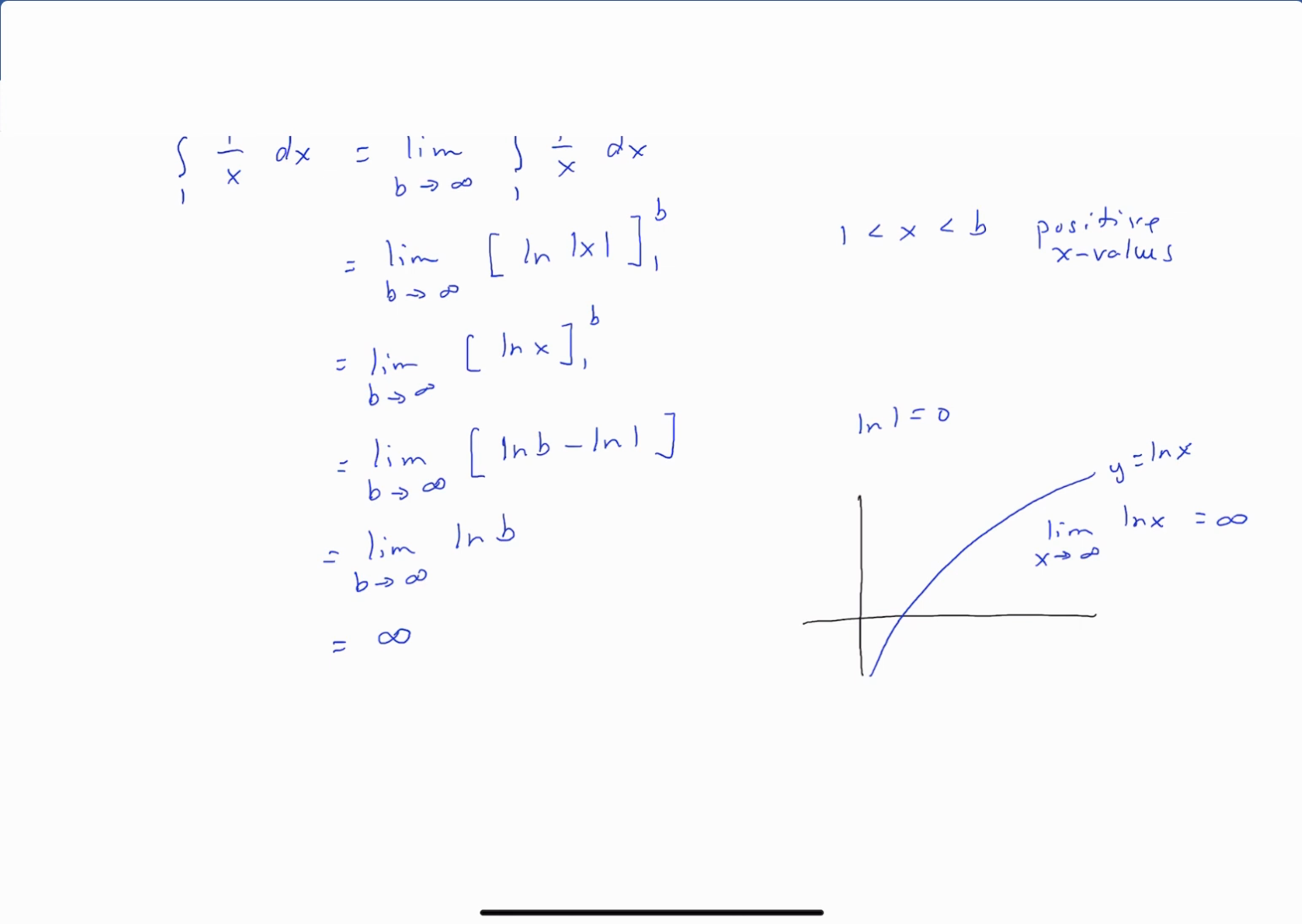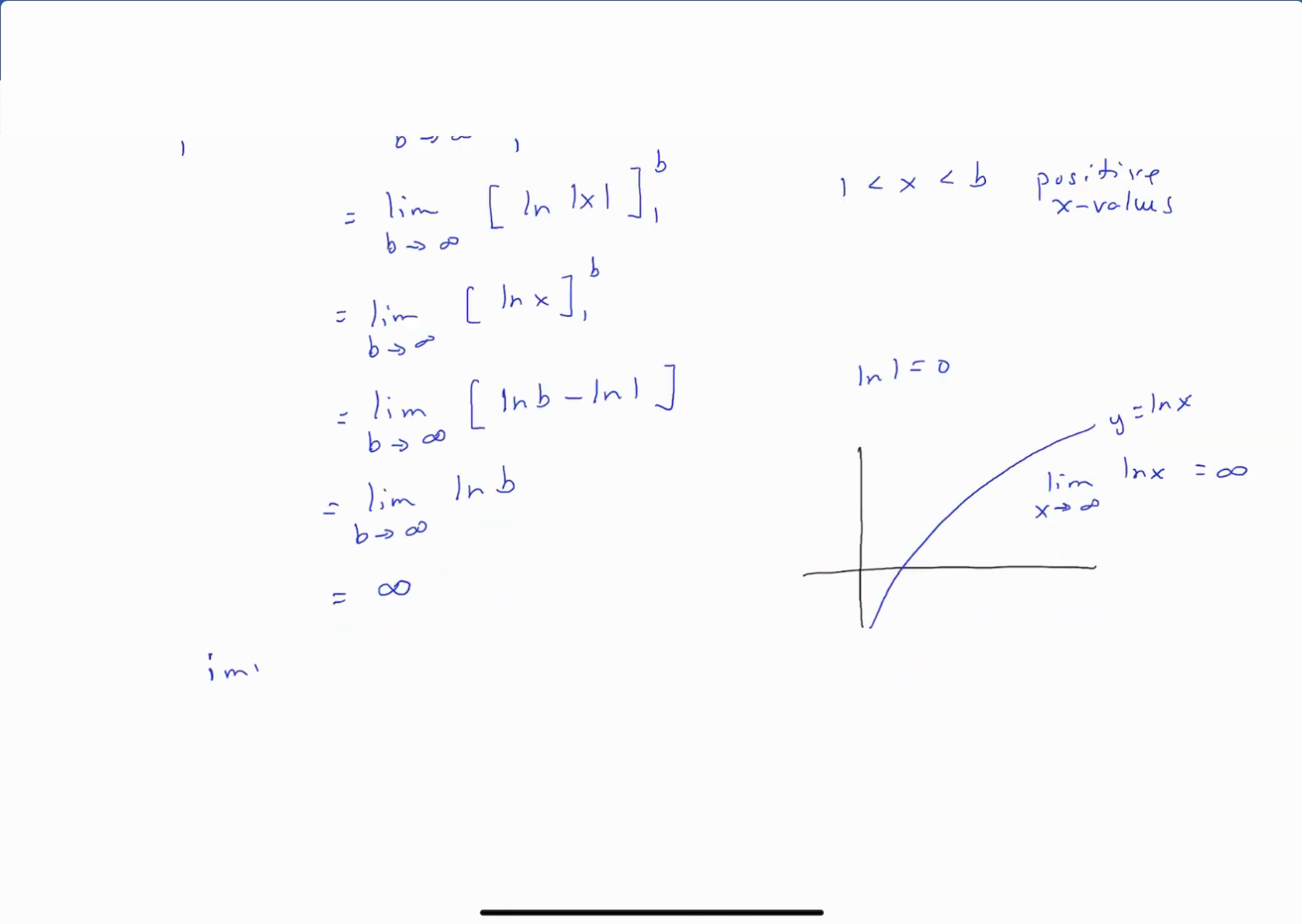So there's not a numerical answer to this improper integral. In a case like this, we say the improper integral diverges. And that means it cannot be evaluated.